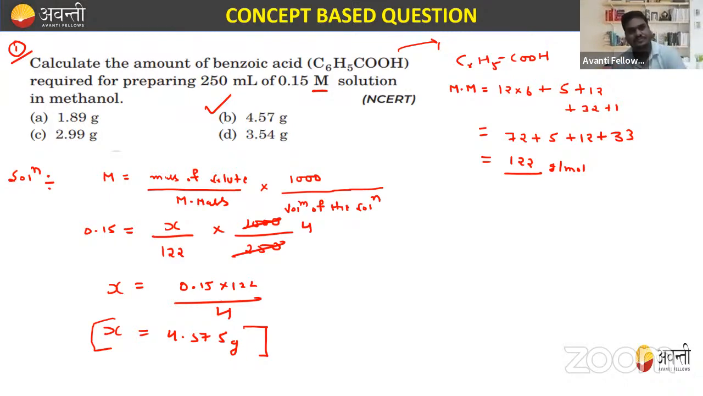This is a very simple and very important question, which is totally based upon molarity. And how will you identify that? This question is based on molarity by this value only, 0.15 M. 0.15 M means 0.15 mole is present in 1 liter of the solution. So by using the formula, you can easily calculate what amount of benzoic acid is dissolved in 250 ml to make a solution of this molarity.